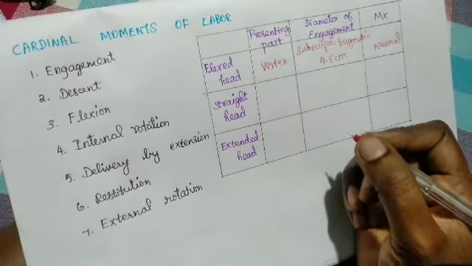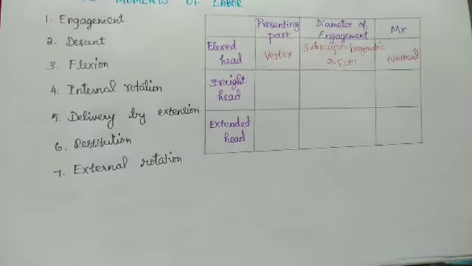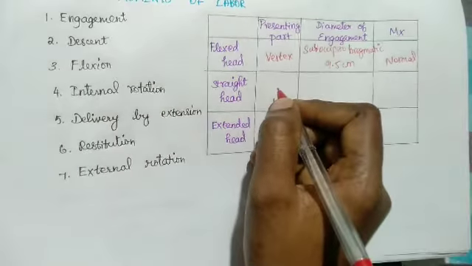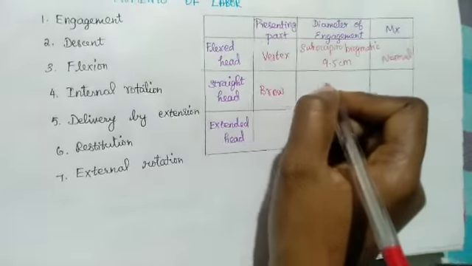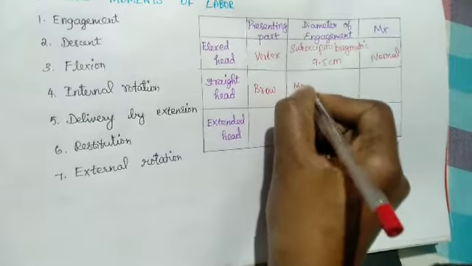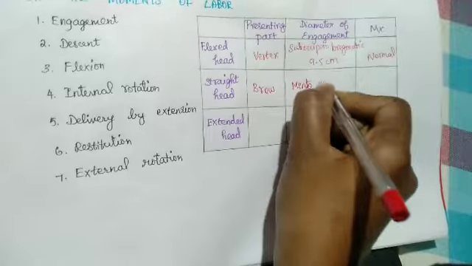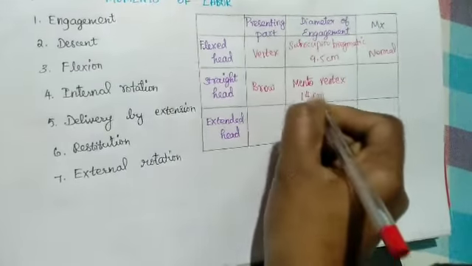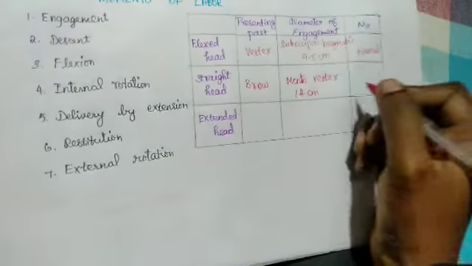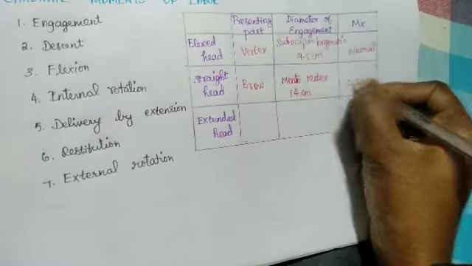And for the straight head, it is a deflexed head, and the presenting part for the straight head is brow presentation, and the diameter of engagement is mentovertex. Mentovertex is 14 centimeters, so it cannot deliver. It should be managed by cesarean section.